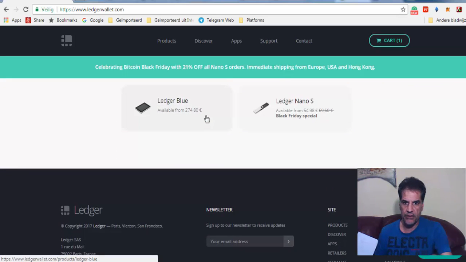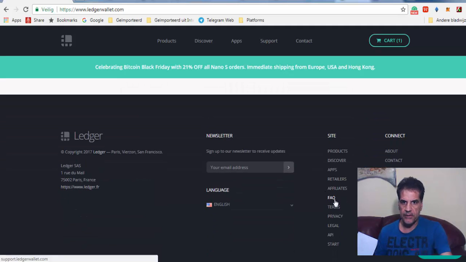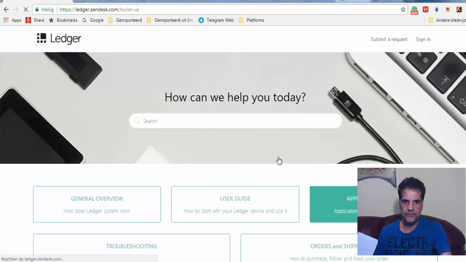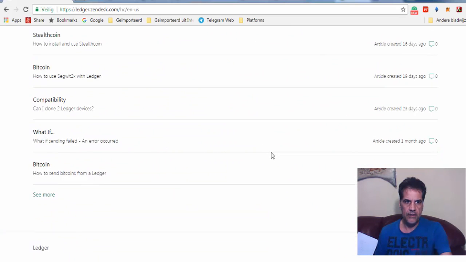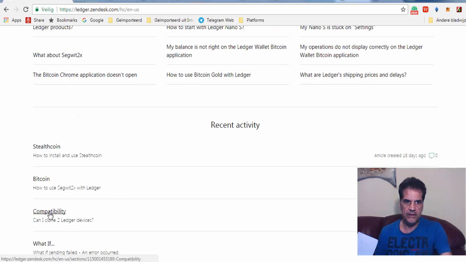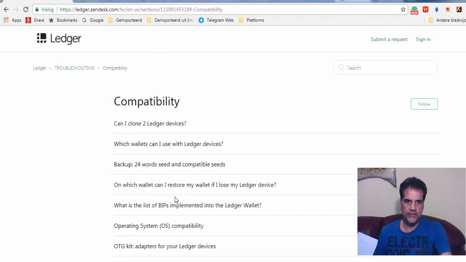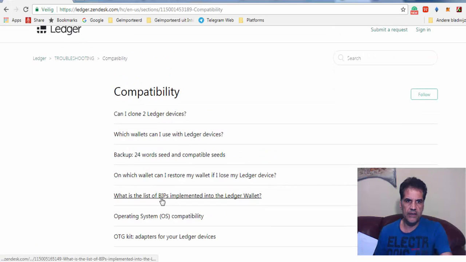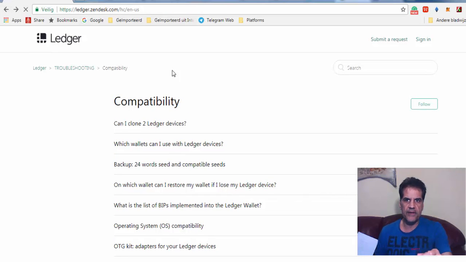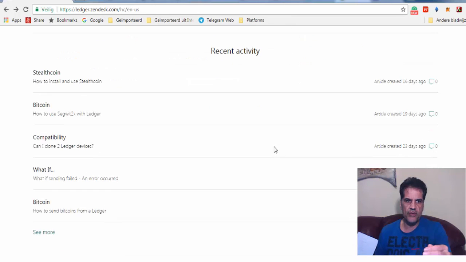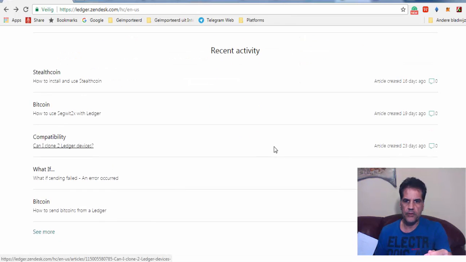You can not only put your Bitcoin on it, you can also put other cryptocurrencies on the Ledger Nano S. So Ethereum, Litecoin, Bitcoin, and other ones. Let me see the ones they have. Okay, compatibility. Which wallet can I restore? Which wallet can I use? Backup, what can I store? If you go to the website, you see that there are so many cryptocurrencies you can put in this Ledger.